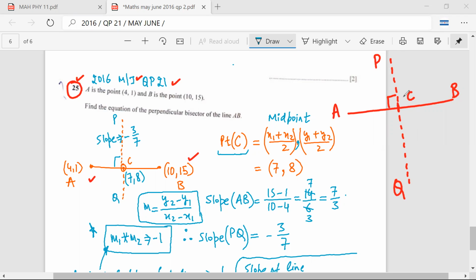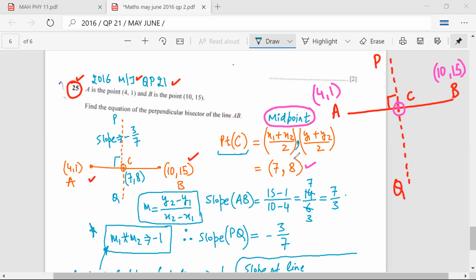No, sir. So how I'll solve this question? I have this point A (4, 1). I have this point B (10, 15). The first thing that I need to find is midpoint C. For the midpoint, I need the midpoint formula, which is x1 plus x2 upon 2, y1 plus y2 upon 2. So if I calculate, I'll get (7, 8).